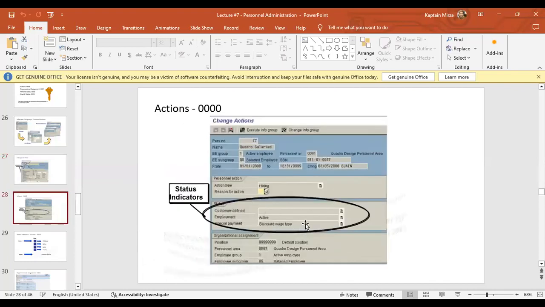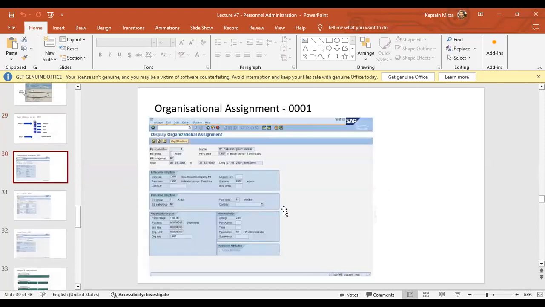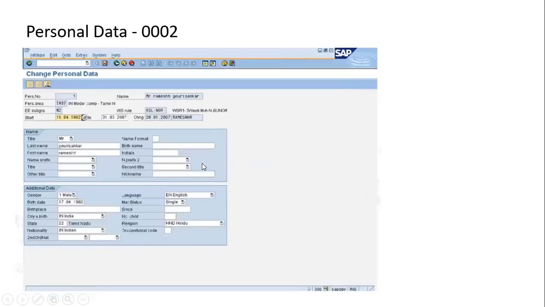Status indicators. Status basically will show you what the employee's standing is, whether he's active, not active, hired or in the process of hiring and so on. So we have some status indicators: withdrawn, retiree, active, inactive. Some can be customer specific as well. Organizational assignment: company code, personal area, employee group active, employee subgroup like clerical, permanent, like that. Payroll area, which is of course separate.